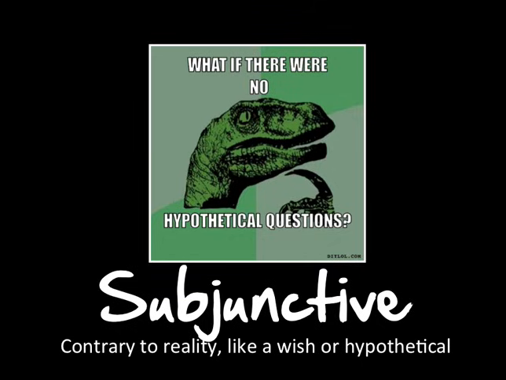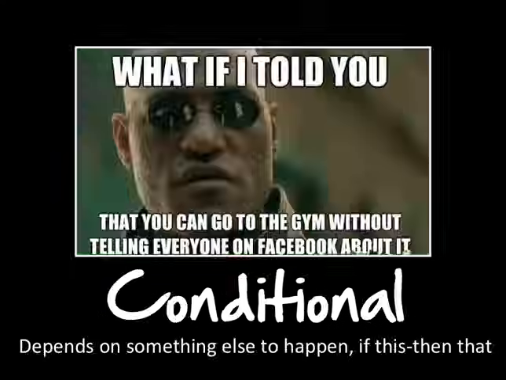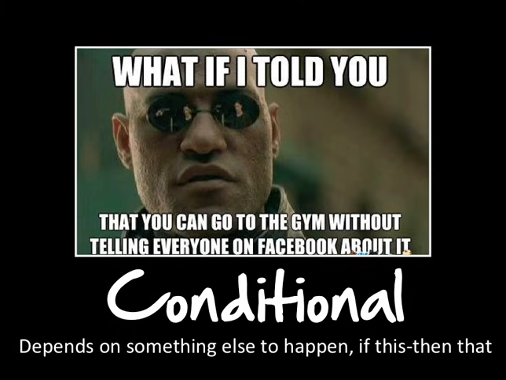What if there were no hypothetical questions? A subjunctive mood verb is going to show that what we're talking about is actually contrary to reality. It could be a wish, it could be a hypothetical situation, but it's saying, what if this were to happen? And it's letting us know that this is not actually happening, but it's an idea that we're thinking about. And that leads us to conditional, which is actually pretty similar, but there are a significant couple of differences.